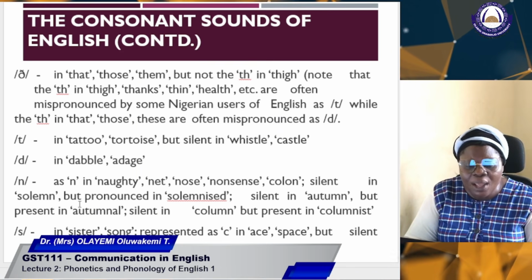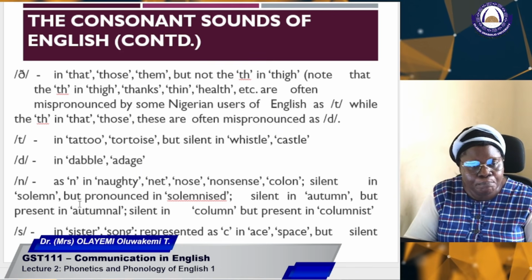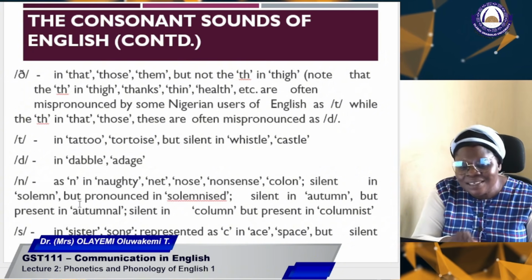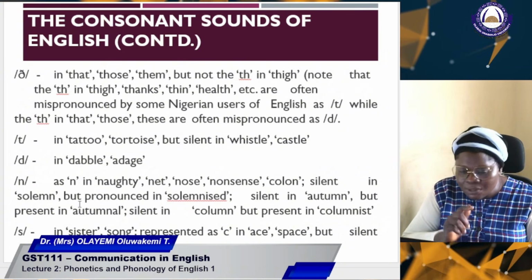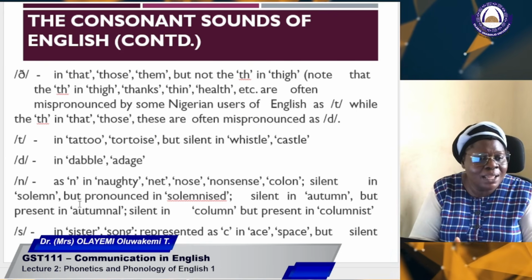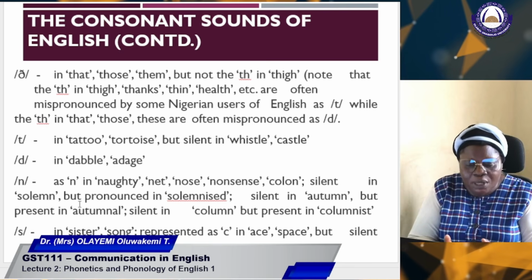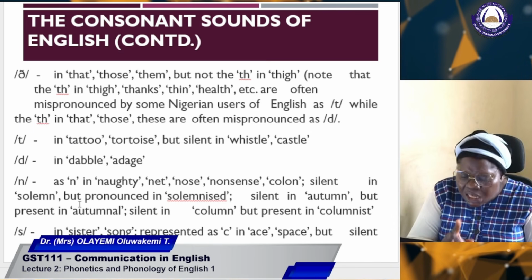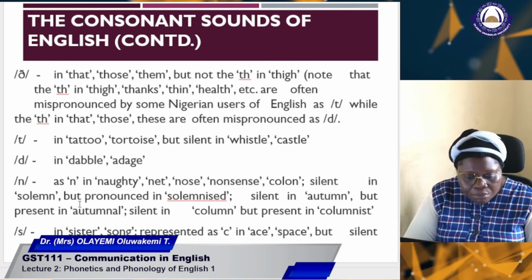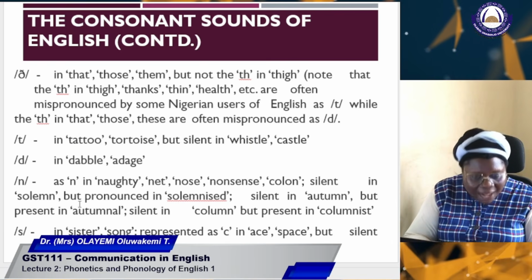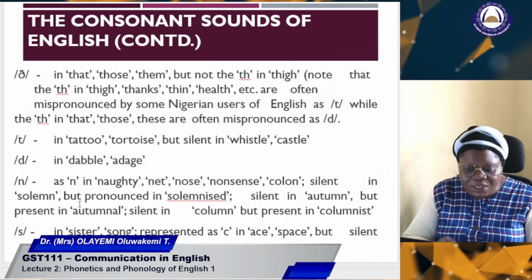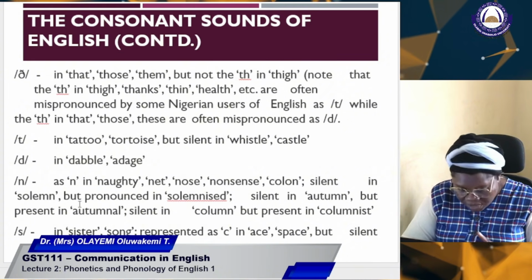Then we have words in which that sound is silent. Look at solemn. It was a solemn assembly. Don't say solemnly, because there is a letter there that you don't sound. It's not sounded. It's solemn. Except you elongate that word to become solemnized. That's when you can have the sound being realized. It's also silent in autumn, but it's present in autumnal. Columnist is there in columnist, but it's not in column. Take note of all of these.